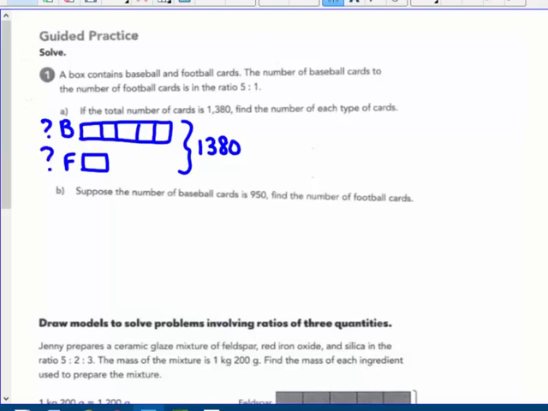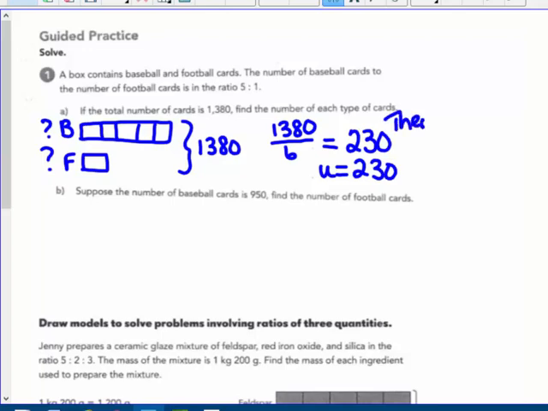Altogether I have 6 bars, so if I take 1380 and divide it by 6, I will get that one of those units is 230. So 1 unit or 1 bar is 230. So football would be 230, and baseball, 5 times 230 would be 1,150. Find the number of each type of card.